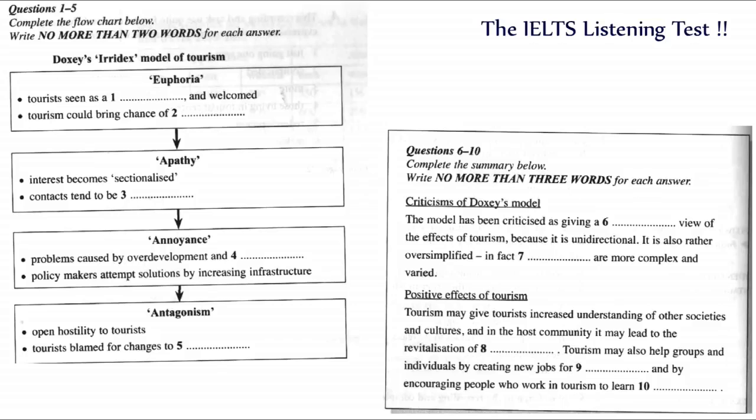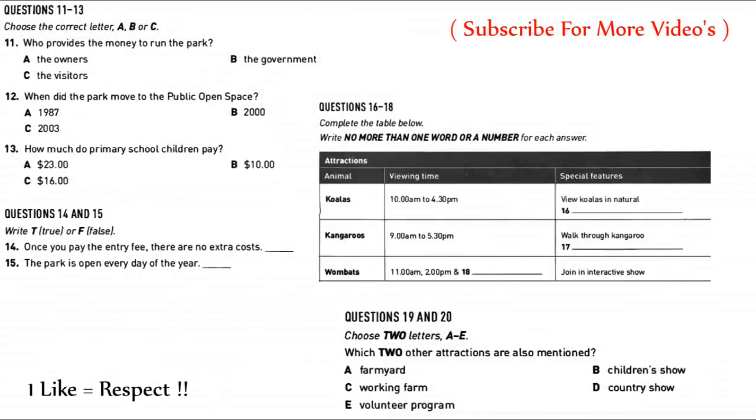Now turn to section 2 on page 4 of your listening test booklet. Section 2. You will hear a recorded message giving information about an animal park. First, you will have some time to look at questions 11 to 15. Now listen carefully to the first part of the message and answer questions 11 to 15.